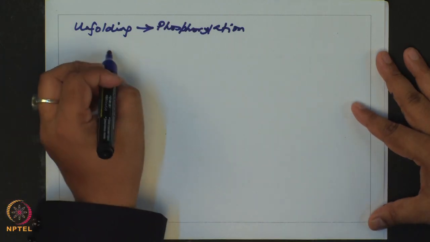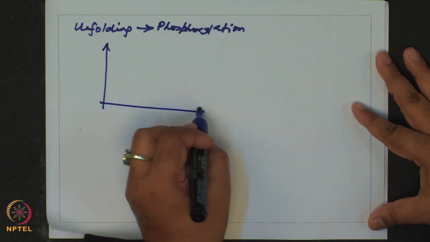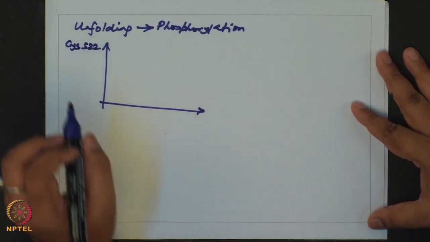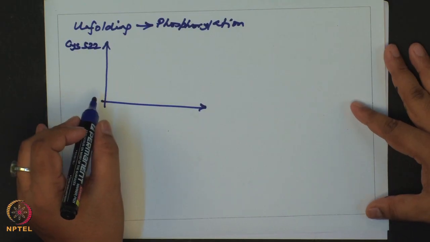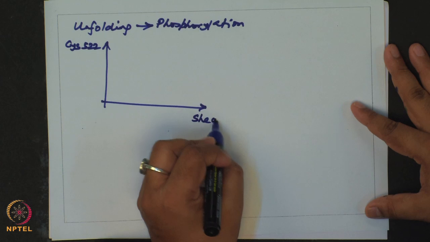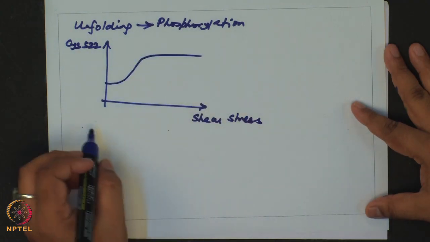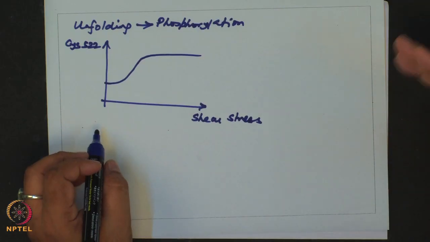What they showed is that if you track the labeling of cysteine 522 as a function of shear stress, you see an increase in the amount of labeling. This suggests that as you apply forces onto the cell, these get transmitted to the nucleus, and as a consequence there is unfolding of this lamin network, which is associated with an increased amount of labeling of the cysteine reactive probe.